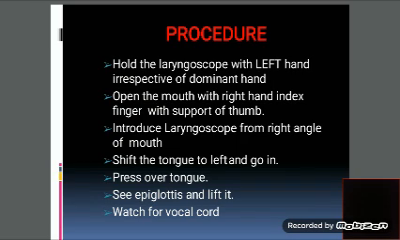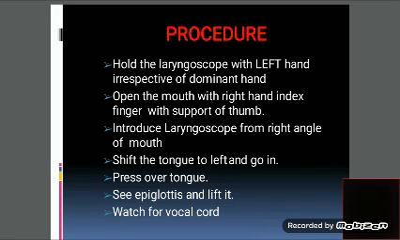So what actually do doctors do during the procedure? After assembling all the articles and preparation of the tray, the doctor will hold the laryngoscope with the left hand irrespective of dominant hand. They will open the mouth with the right index finger with support of the thumb. Then they will introduce the laryngoscope from the right angle of the mouth, shift the tongue to the left, go in and press over the tongue.